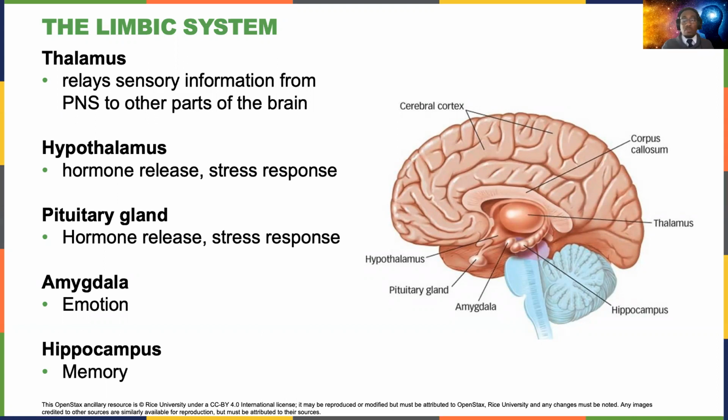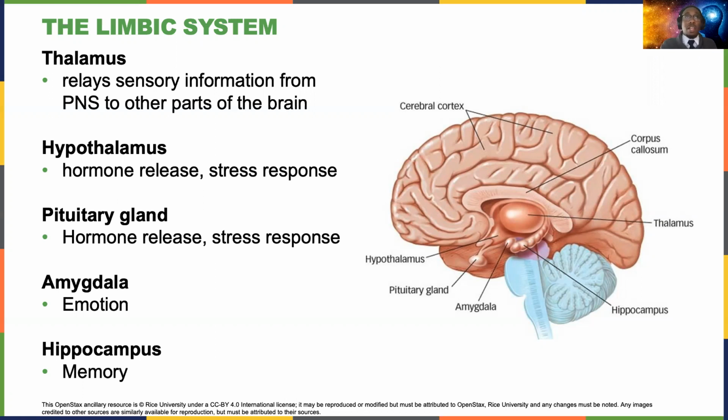So information from your senses or from your fingers or from your toes will travel up through the peripheral nervous system, up your spinal cord, and go through the thalamus before being relayed to whatever area of the brain it needs to go to. Visual information to the occipital lobe, sensory information, or tactile information, I should say, to the parietal lobe.